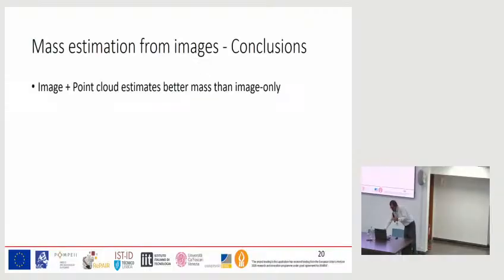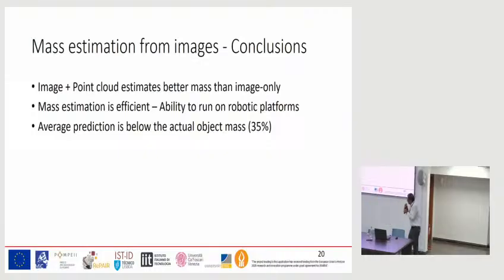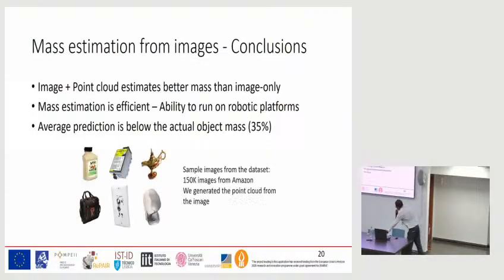We have, let me just show you here. We have here the images. These are the images from the data set. We have images and point clouds from these 150,000 images from Amazon, and then from those images we also have the true value of the mass, and so after putting the machine to learn all this, we are able to estimate the mass using those images, the RGB and the point cloud.